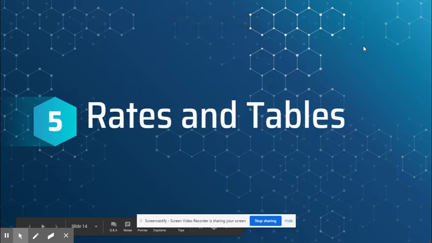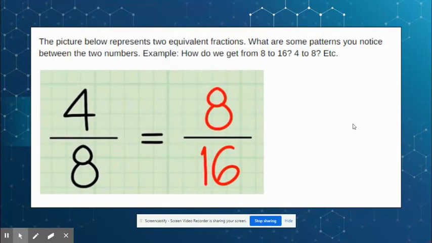Today we're going to be talking about rates and tables and how they relate to equivalent fractions and finding the unit rate. First, I want you to look at the picture. It represents two equivalent fractions. What are some patterns you notice between the two numbers? Example, how do we get from 8 to 16? 4 to 8. Think about that for a moment.